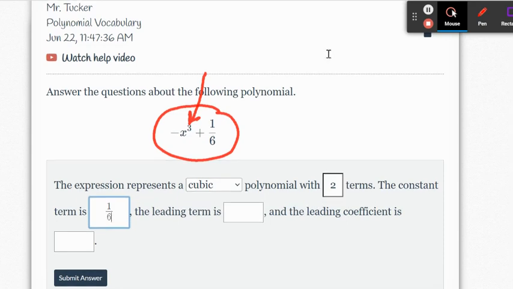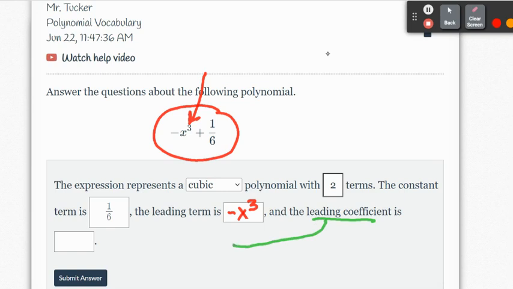The leading term is this whole negative x to the 3rd. So we type in negative x to the 3rd here, and the reason why we care what the leading term is is because its number part is the leading coefficient. The leading coefficient is the number part that's in front of the variable. So basically everything that's in front of the x to the 3rd. What's there is a negative sign. You can't have a free floating negative. It's actually -1. So -1 is the leading coefficient for this problem, this polynomial.